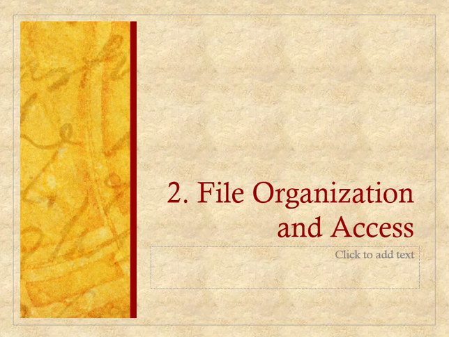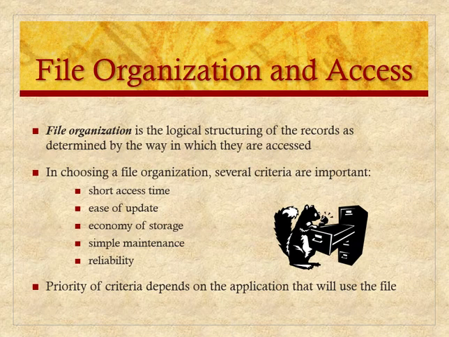Okay, so section 2, file organization and access. In this section, we use the term file organization to refer to the logical structuring of the records as determined by the way in which they are accessed. Criteria that are important in choosing file organization will be short access time, ease of update, economy of storage, simple maintenance, and reliability.